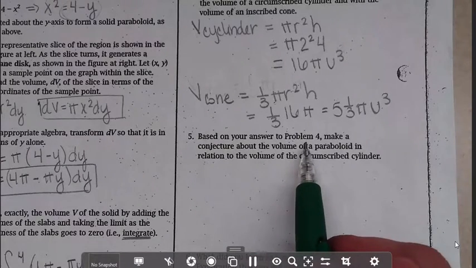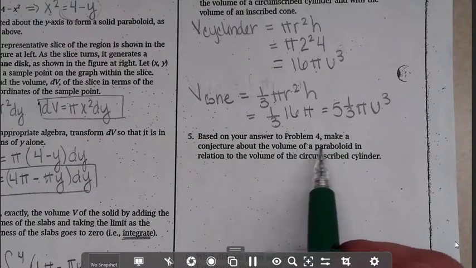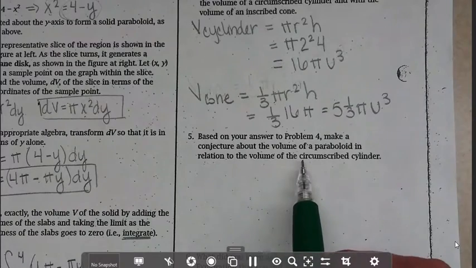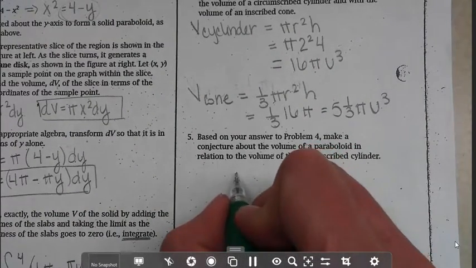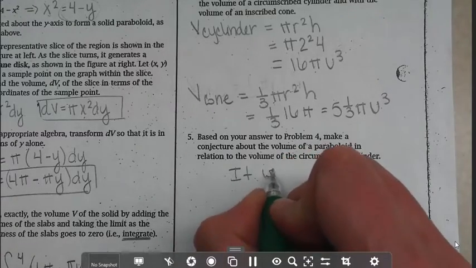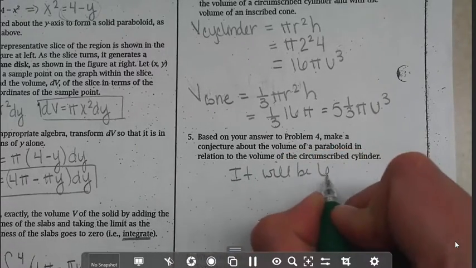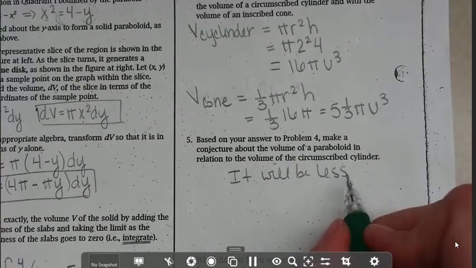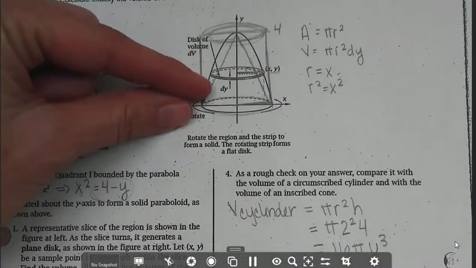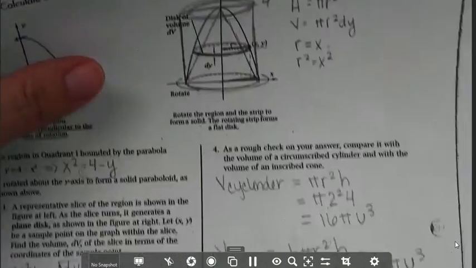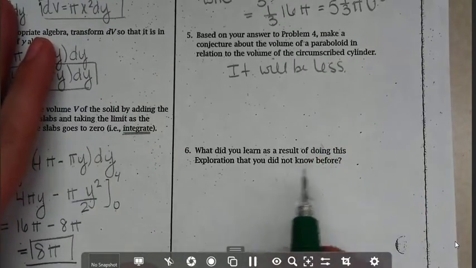Based on your answer to problem 4, make a conjecture about the volume of a paraboloid in relation to the volume of the circumscribed cylinder. Okay, so we know it's going to be less, because it doesn't take up as much volume as the cylinder, obviously. And it takes up more volume than the inscribed cone. Okay, and then you can go ahead and answer this.